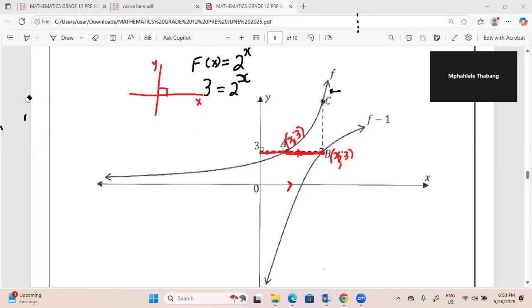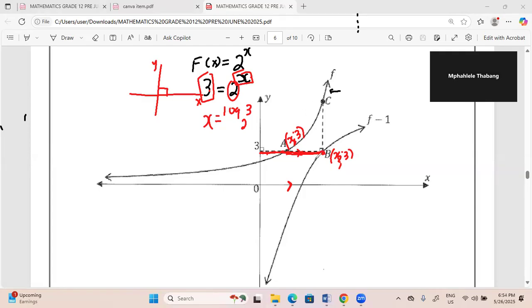I said identify the base. Your base is what? It is 2. So next to the base, put log. You write the base. What you do, you interchange the position of 3 and x. Where there is 3, put x. Where there is x, put 3. So x is equal to log 3 base 2. And then what are the coordinates of B?